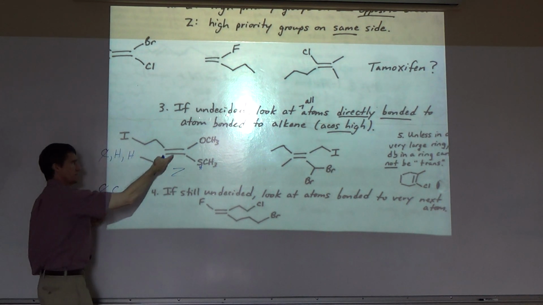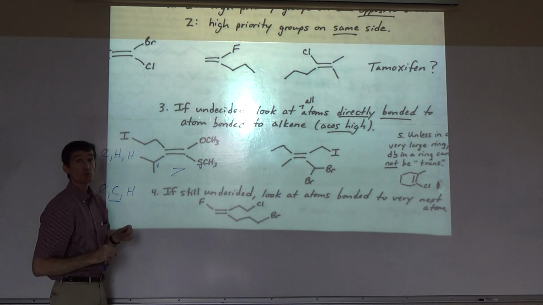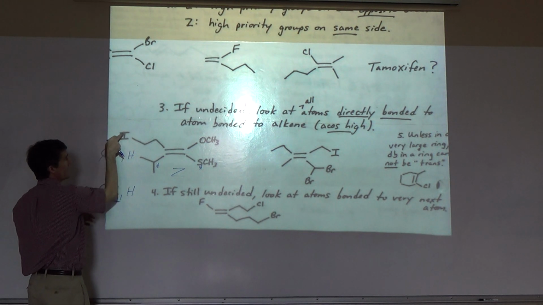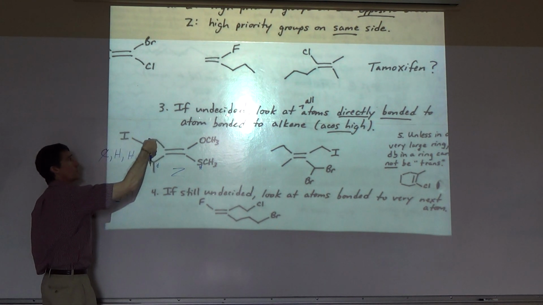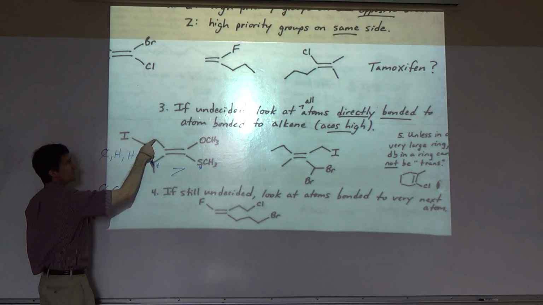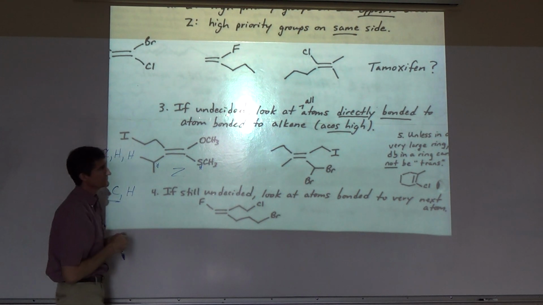A common mistake that students make here is they see this big iodine out here and say, hey, that's a high priority group because it's got a high atomic number. No, we don't consider the iodine out there. We consider one atom at a time, and then when we get out here, we consider what's on that atom. The iodine's not on that atom. This is how we do it.